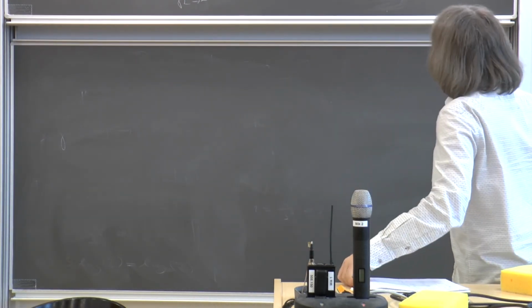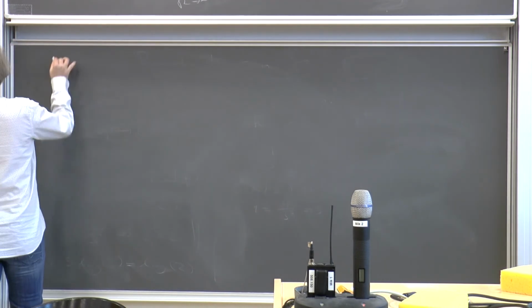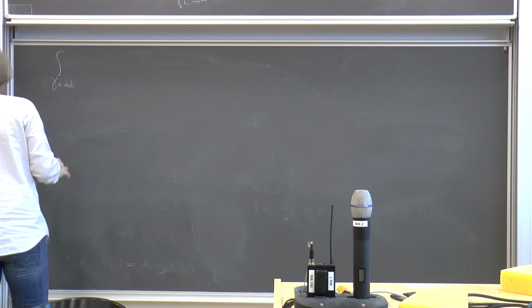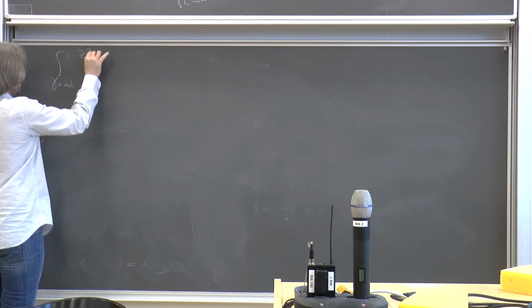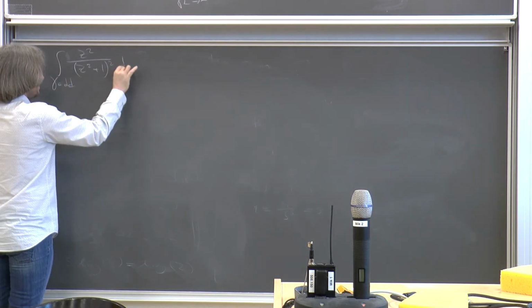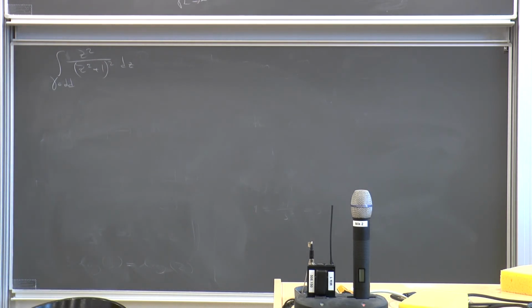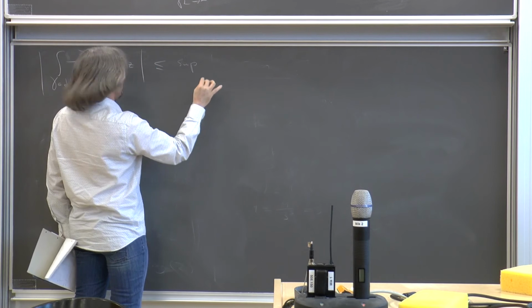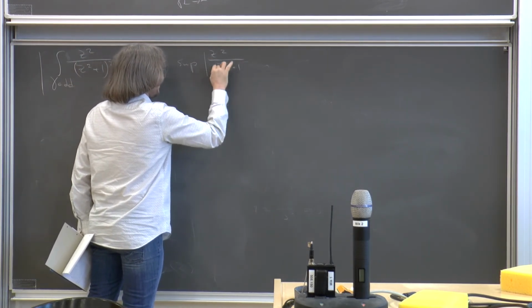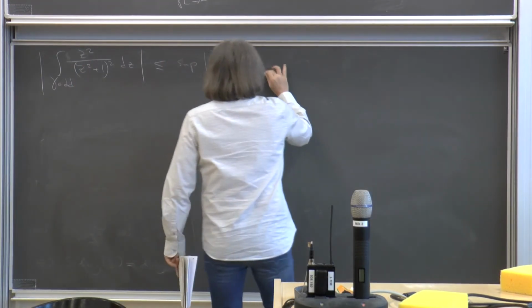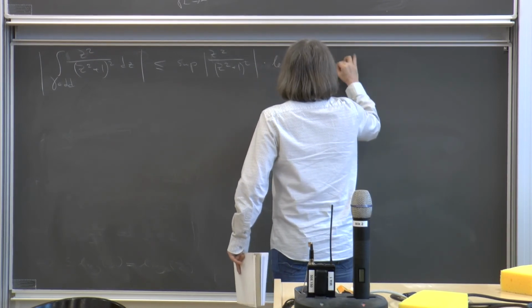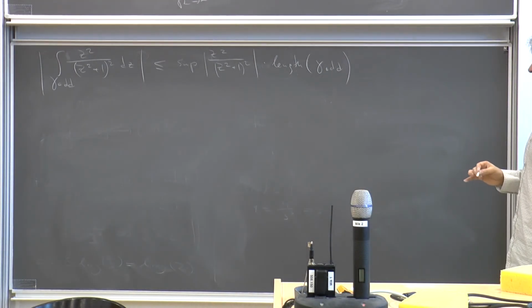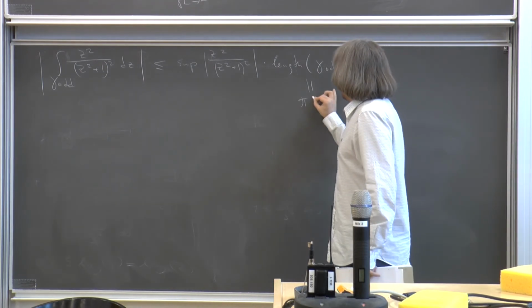Now, so gamma ad, the integral of z squared over z squared plus 1 squared dz. So this function we want to estimate, and we know the estimate: the supremum on this half circle times the length of gamma ad. The length is clear. This is a half circle, so the length is pi r.